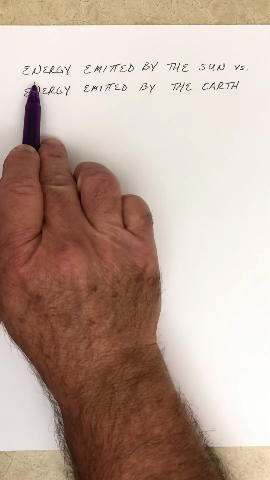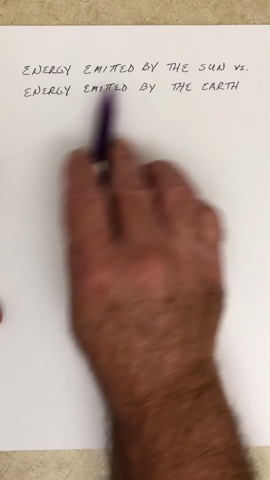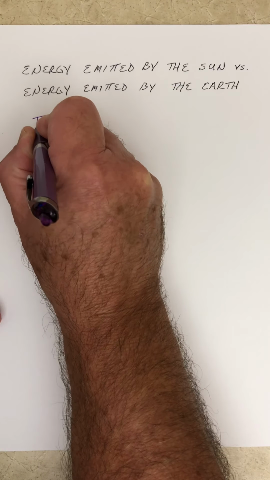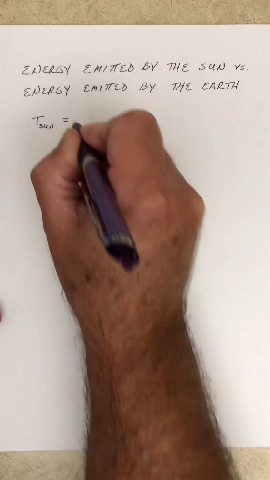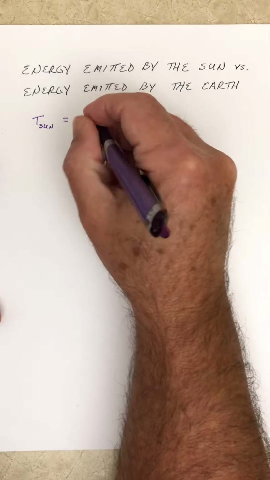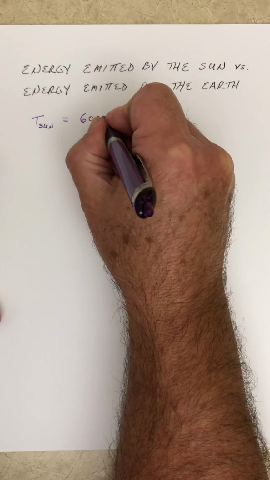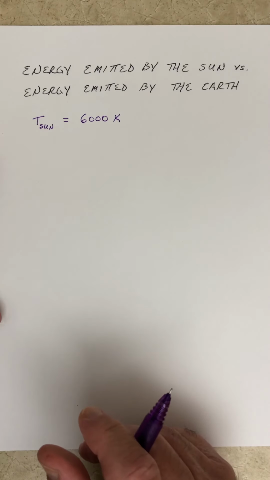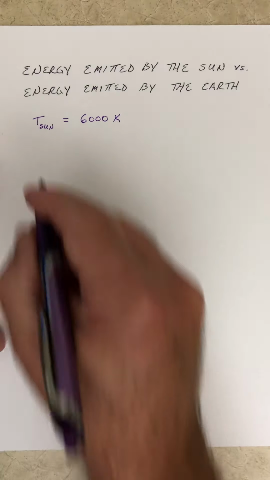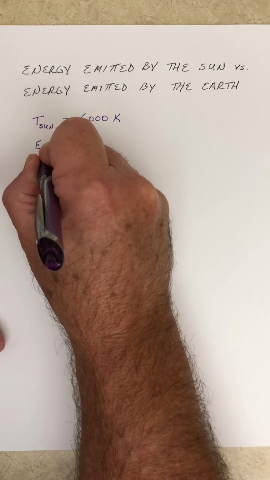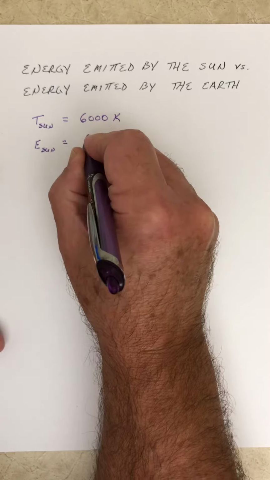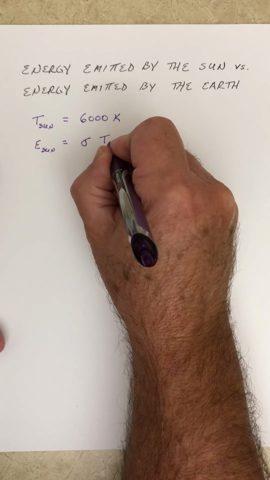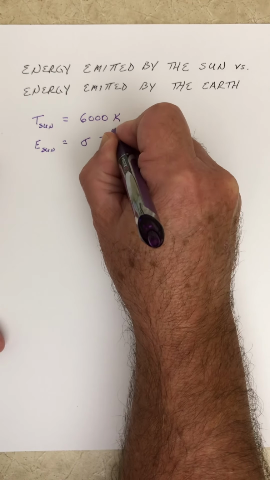So what I want to do is to use the sun and the earth as examples here. We're going to take a look at the energy emitted by the sun and compare that to the energy emitted by the earth. Let's first take a look at the temperature of the sun. The surface temperature of the sun is approximately 6,000 Kelvin. We're working in temperature with units of Kelvin in this particular problem. The energy emitted by the sun will be equal to a constant, sigma, times the temperature of the sun raised to the 4th power.